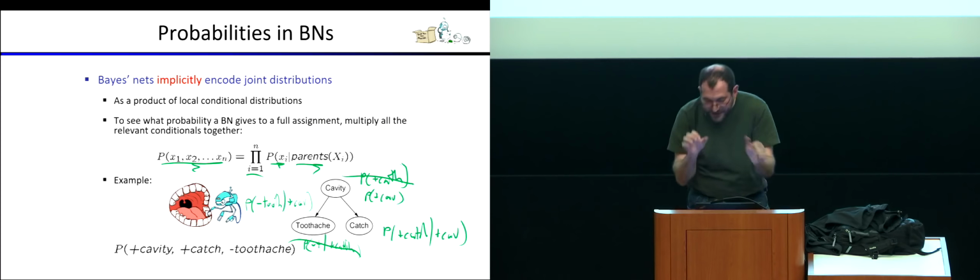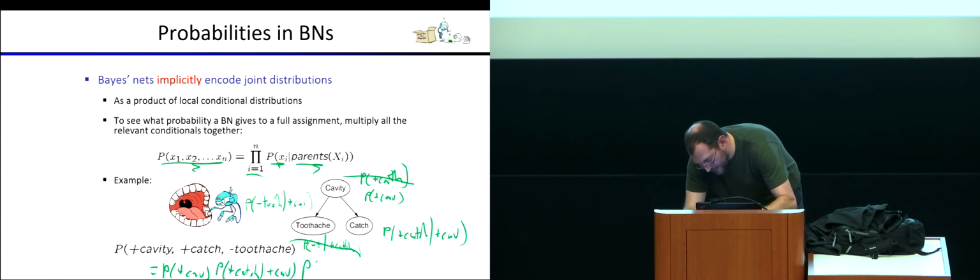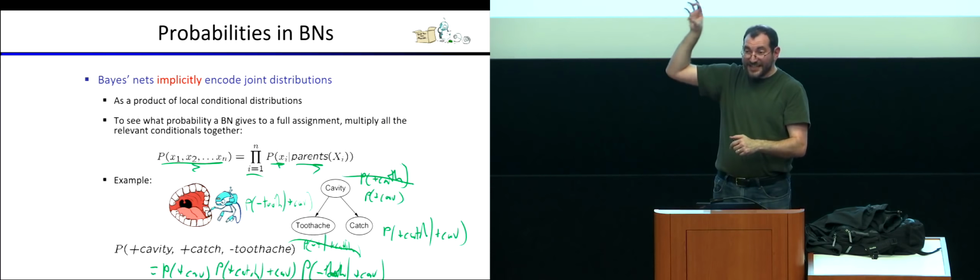So I have all these pieces, and what I know is that this entry, by definition of this Bayes net, is the probability of plus cavity times plus catch given plus cavity times probability of minus toothache given plus cavity. Each of those terms lives in the Bayes net.